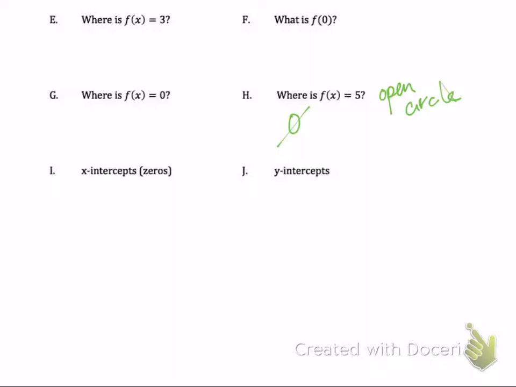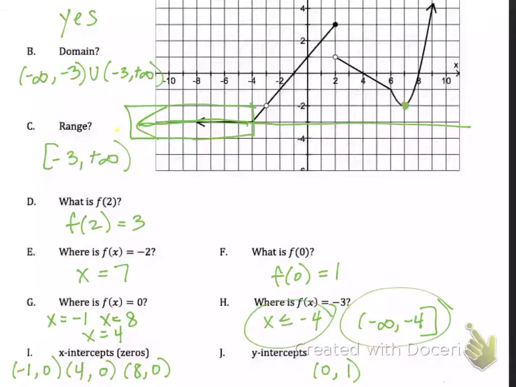Where are my x-intercepts? -2, 4. So (-2, 0), (4, 0), which I've already answered for part G, and (8, 0). And then what is my y-intercept? (0, -3). Good.